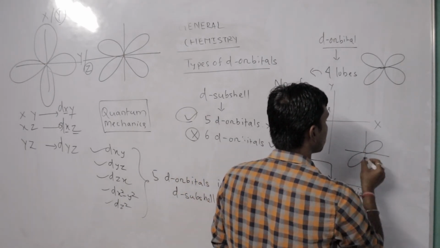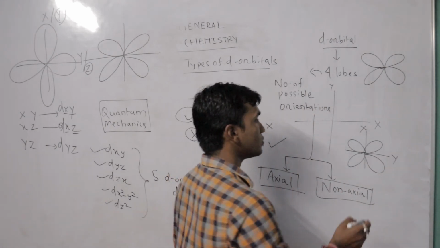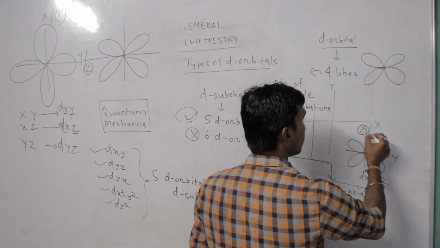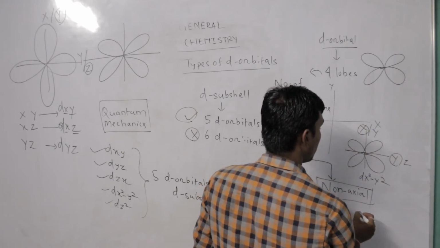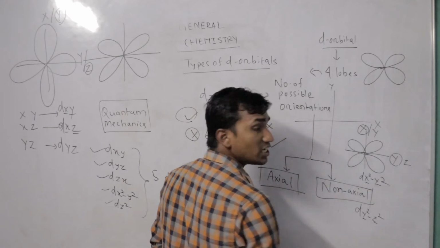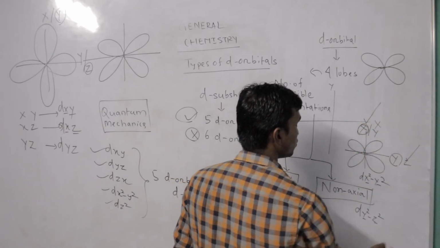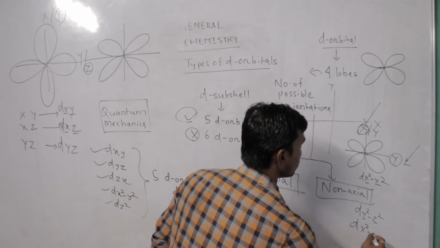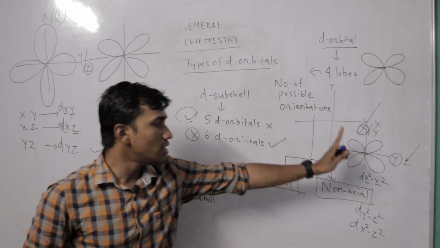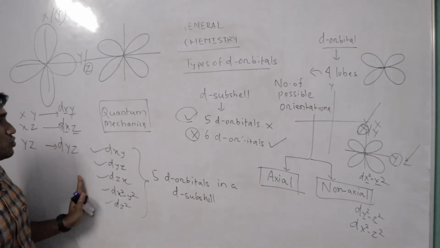If it is in between x and y, this is known as dx square minus y square. Similarly, if it is in between the y-axis and z-axis, this is known as dy square minus z square. If it is in between the x-axis and z-axis, this is known as dx square minus z square. Now these are three non-axial possible orientations, and those are three axial possible orientations.